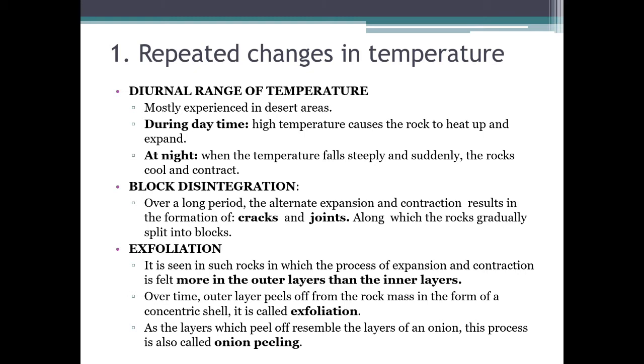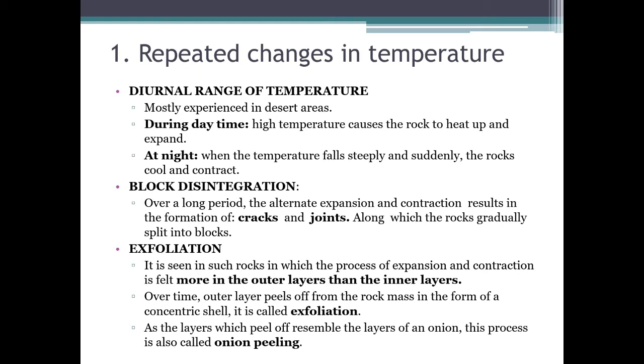On the other side, exfoliation means the outer layer is getting much more effect as compared to the inner layer. The impact of the temperature is on the outer layer, and the outer layer disintegrates and forms a concentric circle, a shell-like structure.